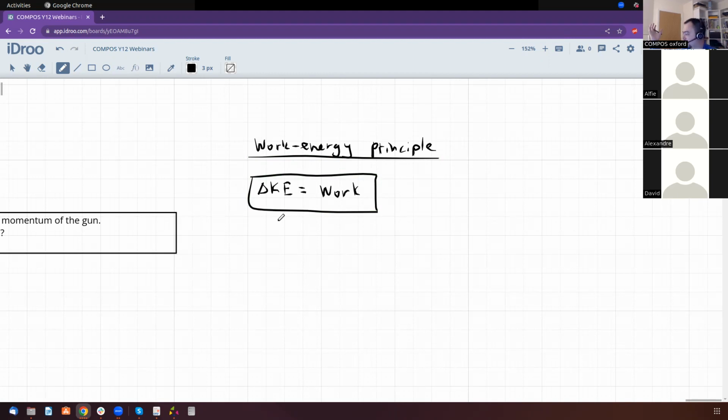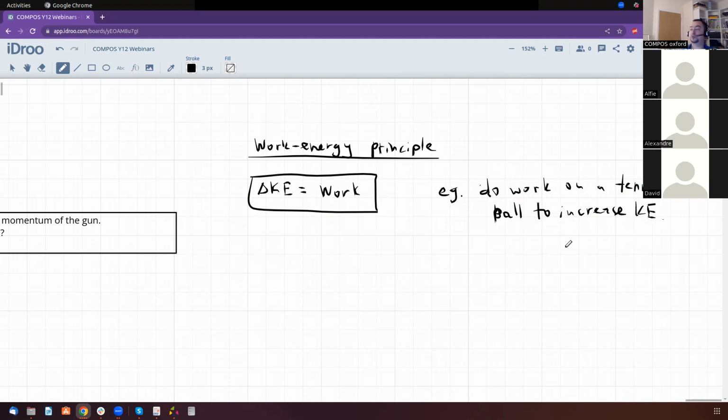Okay. Imagine you take a ball, like a tennis ball, and you throw it. When you throw it, you do work on that tennis ball. And as you do work on the tennis ball, the kinetic energy increases. So the change in kinetic energy is equal to the work done. Right. Example: do work on a tennis ball to increase kinetic energy. Sometimes work is negative.